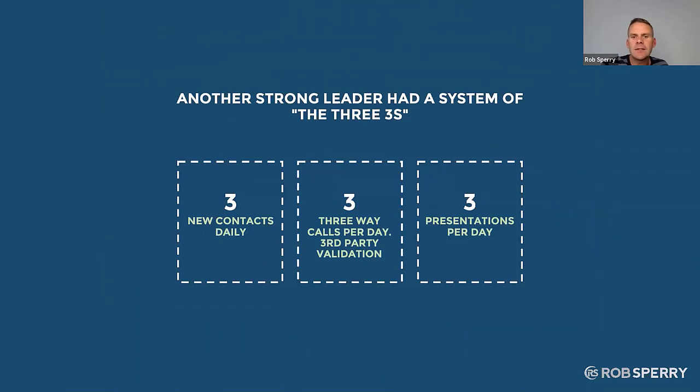And it was 3 new contacts every day, 3 third-party validations every day, and 3 presentations a day. And he said if you did that, you would reach the highest level in the company within a year. And if you wanted to go slower, you could do 1, 1, 1. If you want to go faster, you could do 5, 5, 5.